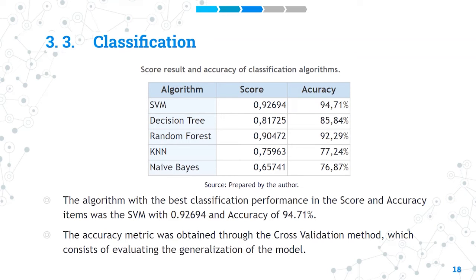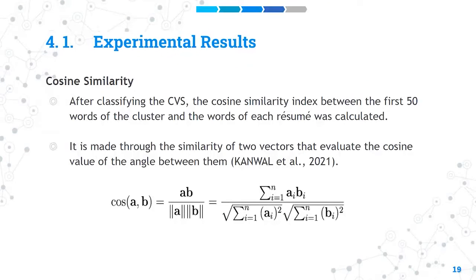As a result, the algorithm with the best classification performance in the score and accuracy items was the SVM, with a score of .92 and an accuracy of 94%. This accuracy metric was obtained through the cross-validation method, which consists of evaluating the generalization of the model. After this classification, we made our experimental results.